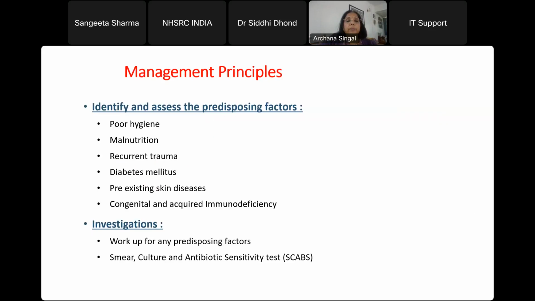Next. So how do we manage all these patients with bacterial infections, whether caused by staph, strepto, pseudomonas, or whatever? First you identify and assess the predisposing factor. After making the diagnosis, for poor hygiene you counsel the patient about the importance of a daily bath with soap and water, and correct malnutrition. If there is recurrent trauma, in the sense that the patient is walking barefoot, or is involved in certain work which involves recurrent trauma.